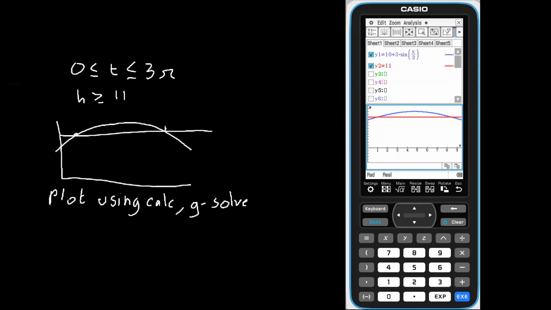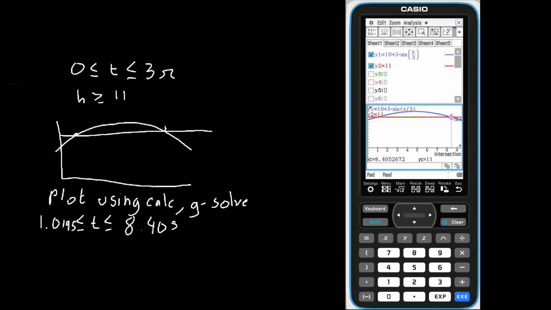And the original question here was asking us to find t. So t is therefore between, analysis, g-solve, intersection, 1.0195. I think I can just squish it in there. And then moving along to the next one, we have it as 8.405. Okay, there we go.